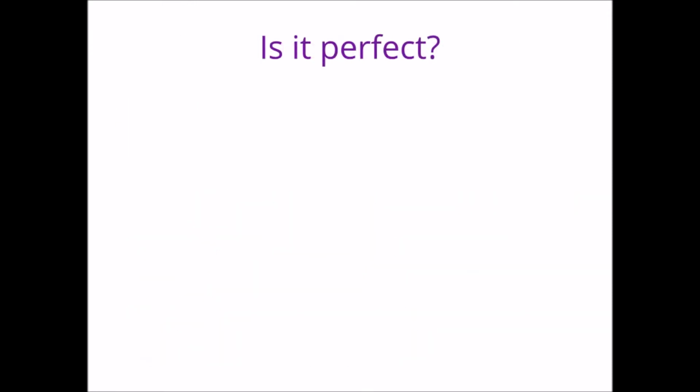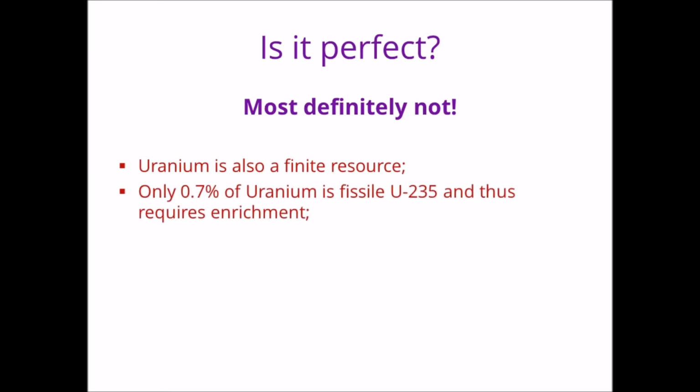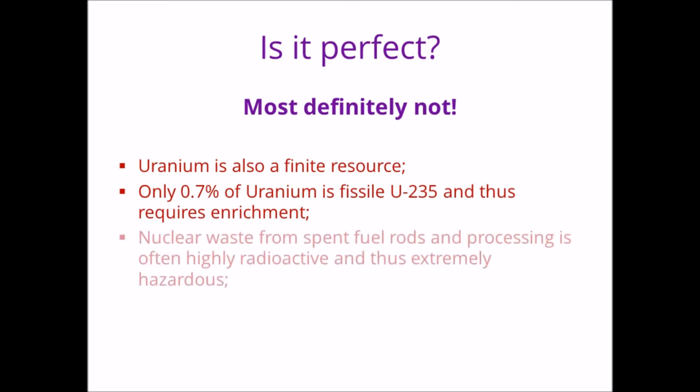So despite the advantages we've just discussed, there are a few drawbacks. Uranium too is a finite non-renewable source, and unfortunately only 0.7% of naturally occurring uranium is the fissile isotope uranium-235. In order to make fuel rods that will work in a power station, we need to enrich this uranium to increase the uranium-235 content to between 2 to 3%. This may not sound very much, but enrichment is a chemically demanding process that is not at all environmentally friendly.